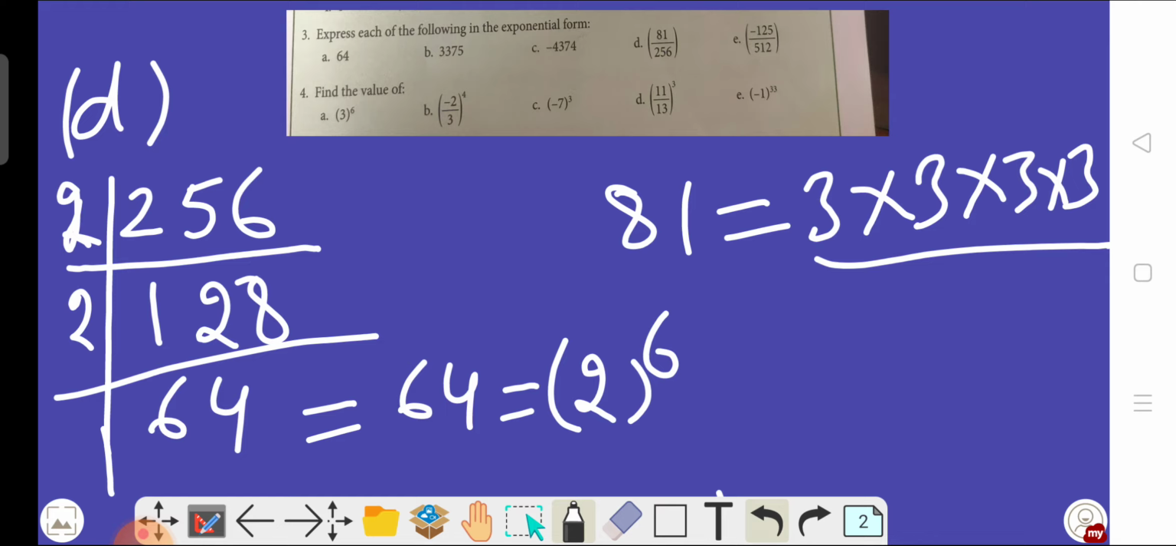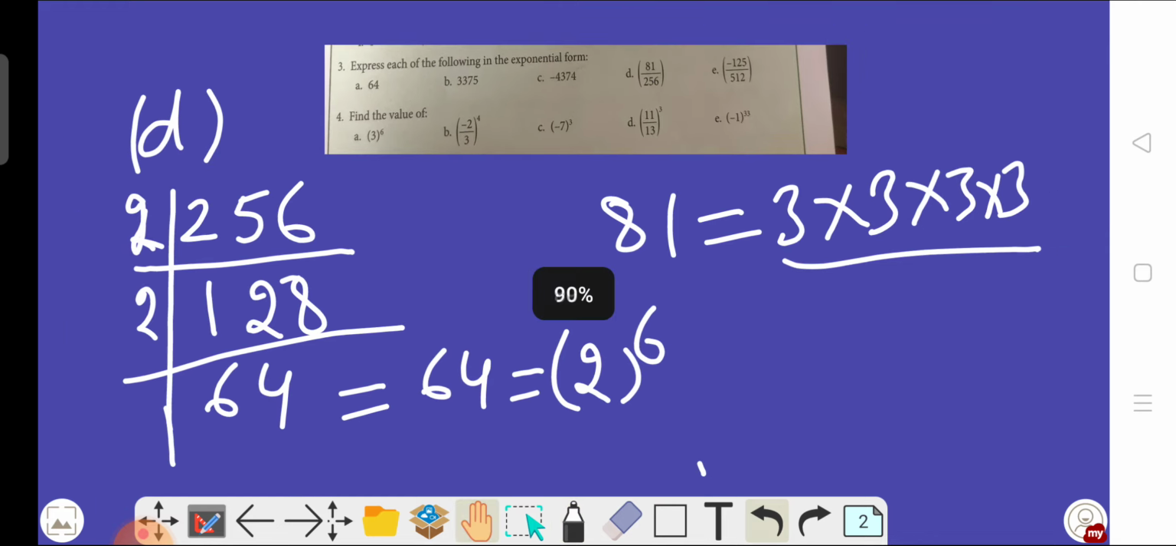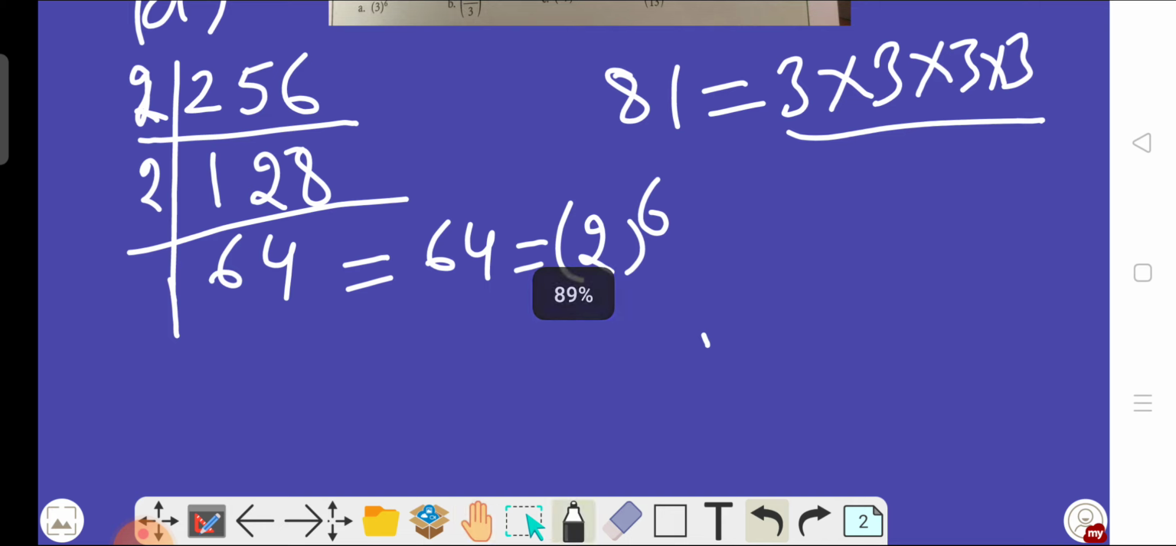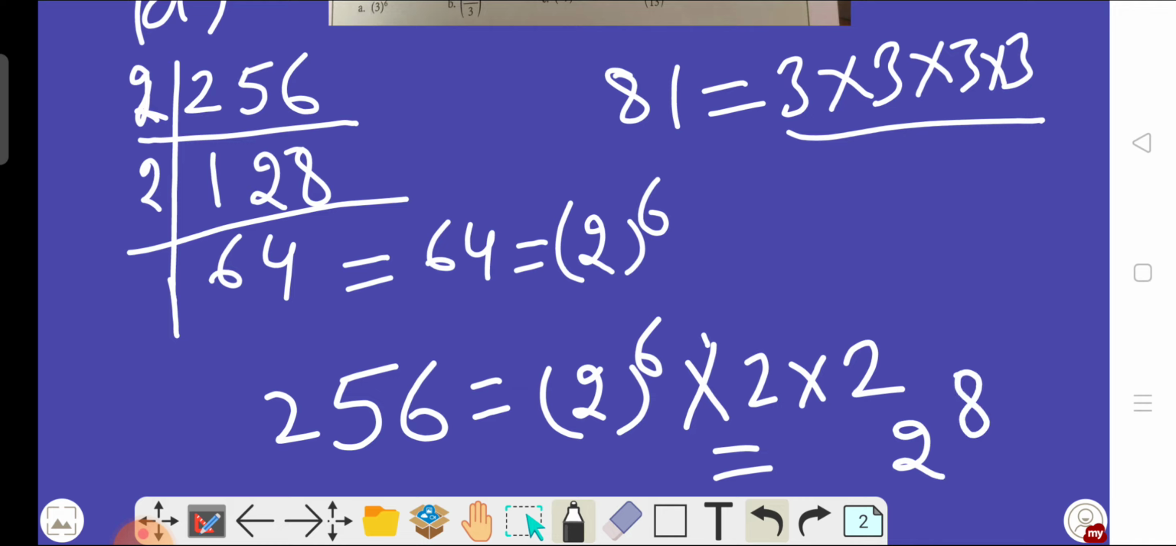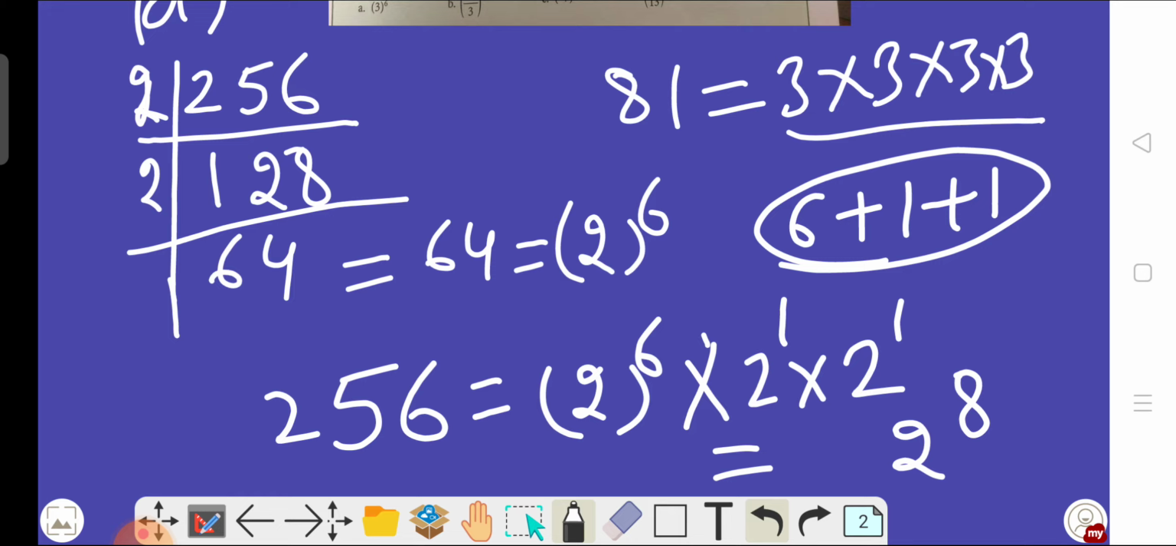So from here, 256 is equal to 2 raised to the power 6 multiplied by 2 multiplied by 2, and this is equal to 2 raised to the power 8, because we know that if the base is same, then the powers get added. Here the base is 2, so the power is added. So 6 plus 2 is equal to 8. Clear?